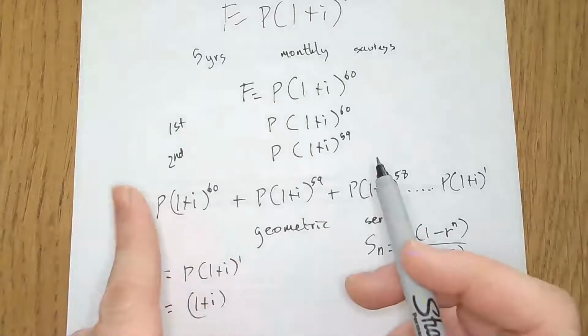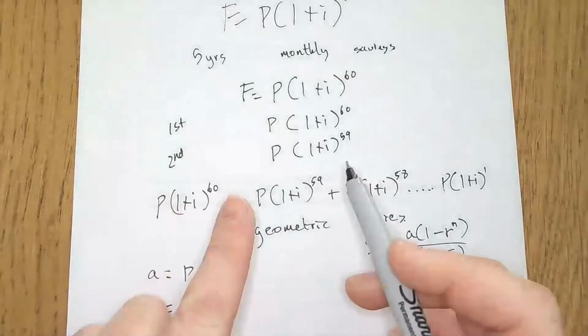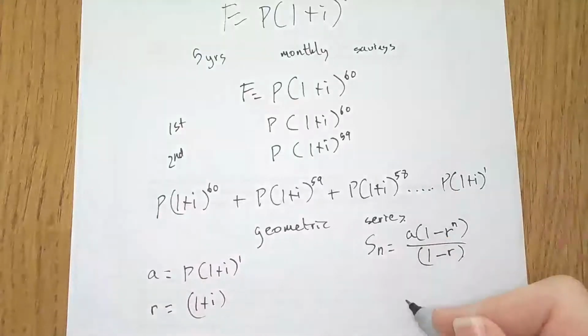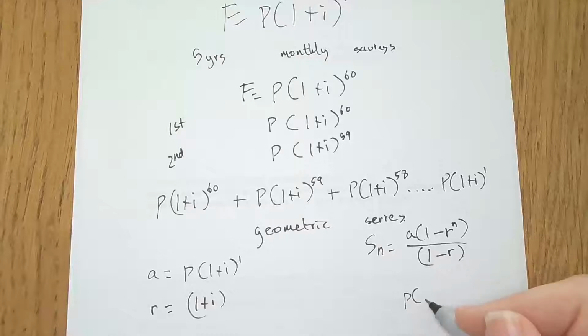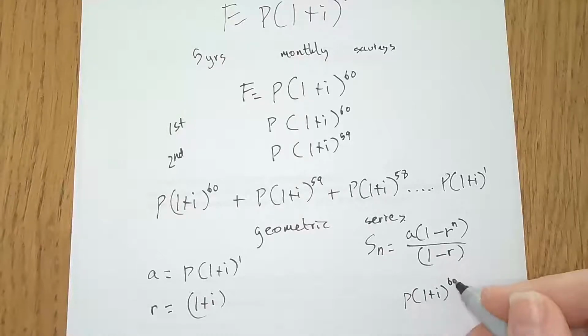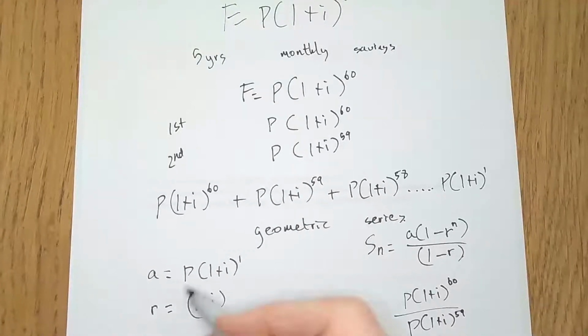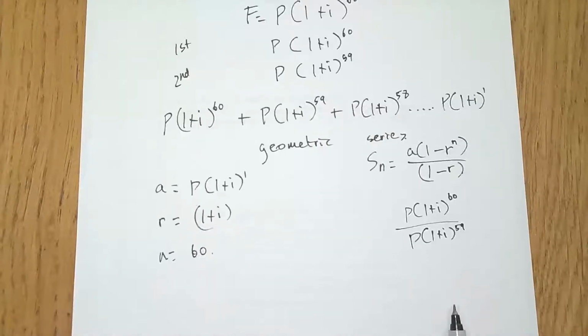Okay, so let's just check. If I divide P bracket 1 plus i to the power of 60 by P bracket 1 plus i to the power of 59, that's the only thing that's different. Okay, and then we need an n. In this case, n is going to be 60. So let's pop them all in, see what happens.